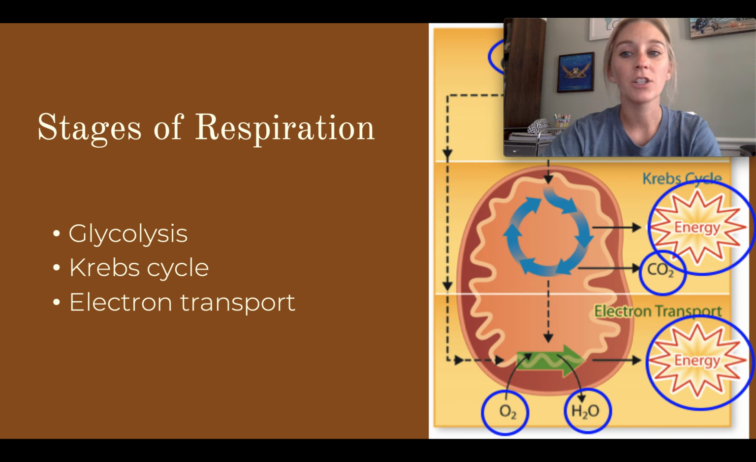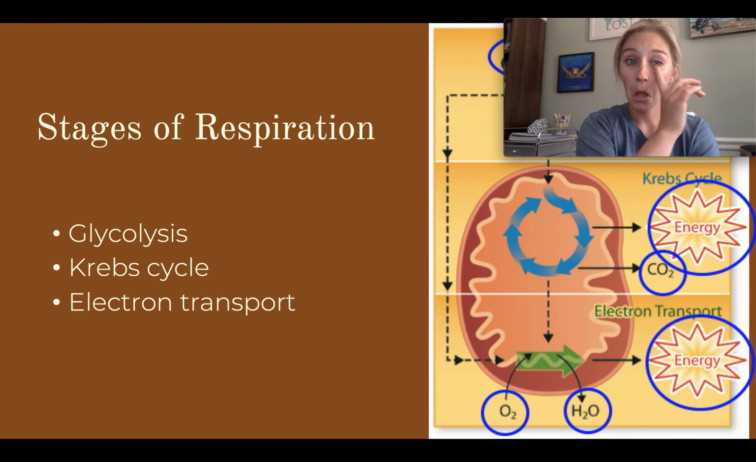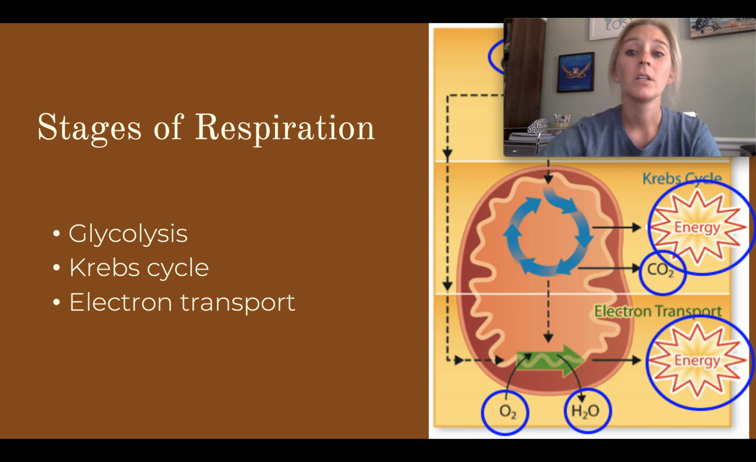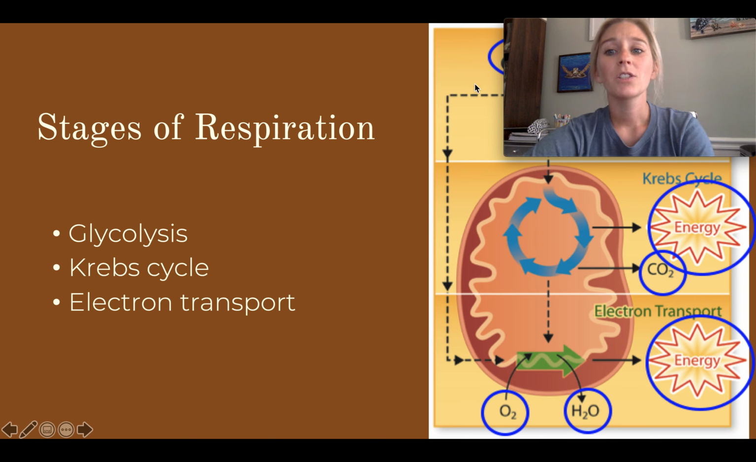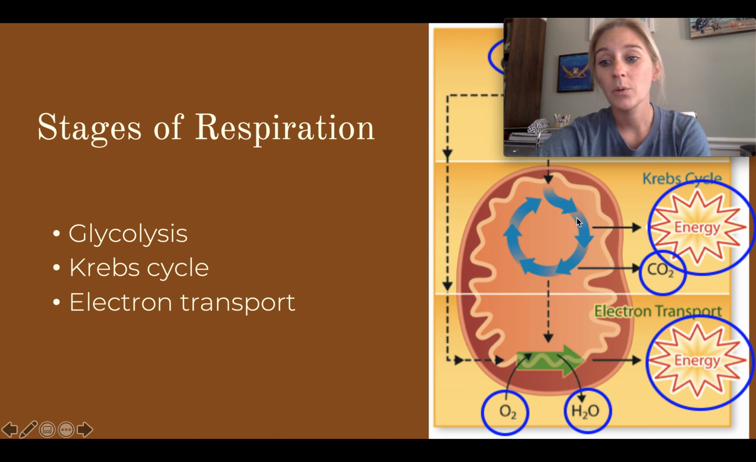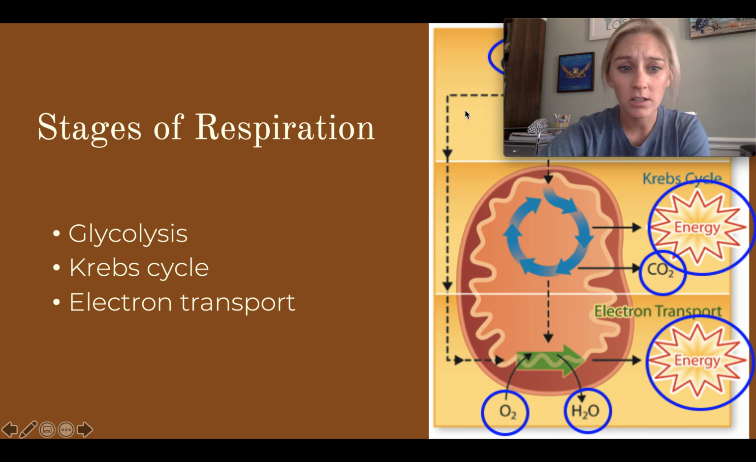There are 3 stages of respiration. First, glucose is the molecule that undergoes glycolysis. That's this step right up here behind me. Oxygen is involved in electron transport. So you'll see here we have some carbon dioxide that's being released during the Krebs cycle. We have water being released. Oxygen is being used. Energy is released at every stage. So 3 basic stages. We have glycolysis, the Krebs cycle, and the electron transport chain.